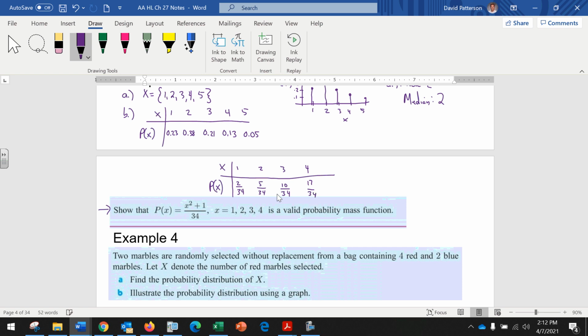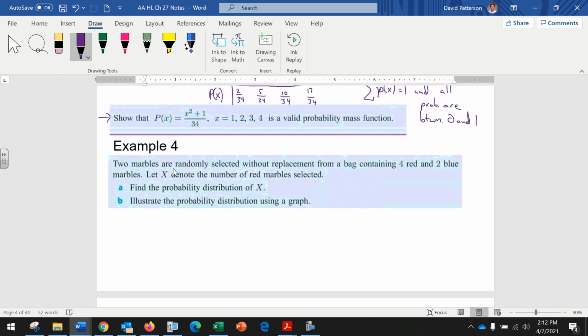And if I add all these up, hopefully I did my math right, they do in fact add up to 1. So I can say the sum of all of the probabilities is equal to 1, and all probabilities are between 0 and 1. All right.